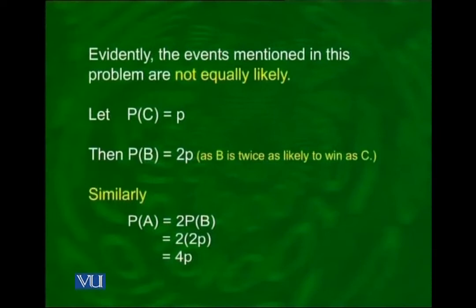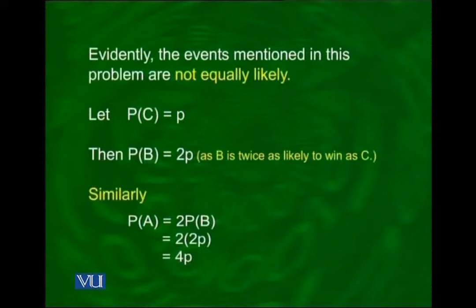As you now see on the screen, what we can do is to denote the probability that C wins by small p, and if we do that, then the probability that B wins is equal to 2p, because B is twice as likely to win as C. Similarly, the probability that A wins will be equal to 2 times the probability of B winning, and that is equal to 2 times 2p, in other words, 4p.